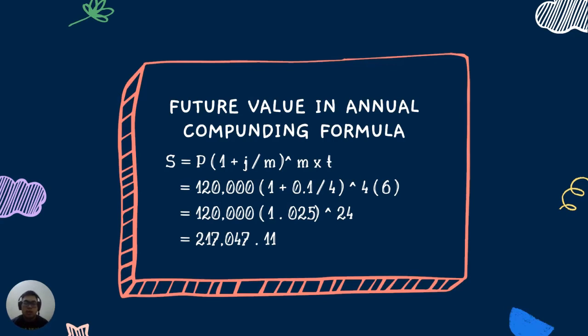And then after we calculate, we will get 120,000 ringgit times 1.025 to the power of 24. And lastly, we will get the future value is 217,047 ringgit and 11 cent. So this is the future value after 6 years. Berjaya Company invests 120,000 ringgit, and after 6 years, the amount is 217,047 ringgit and 11 cent. So that is the future value after 6 years.